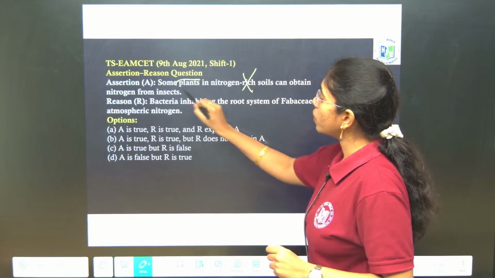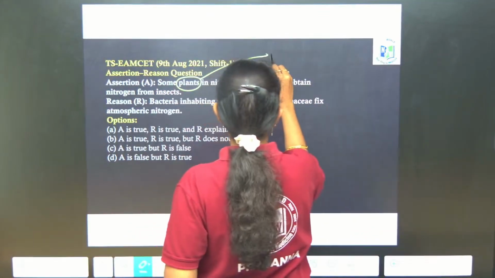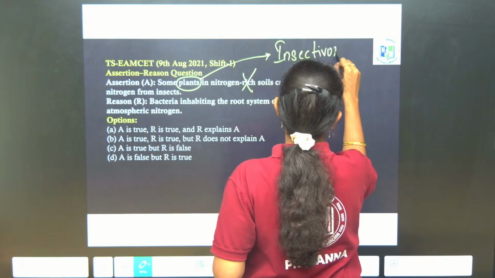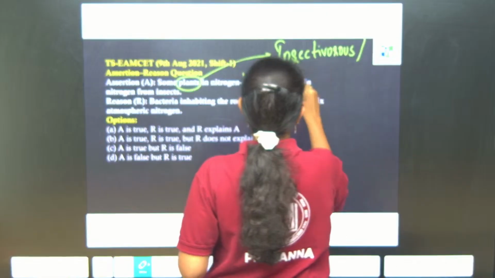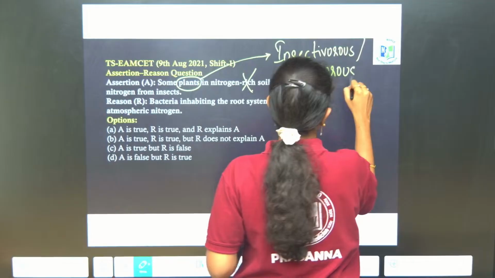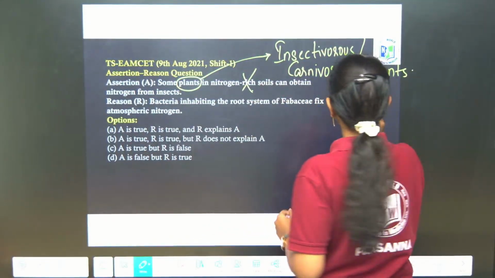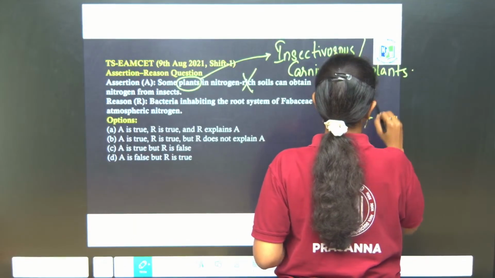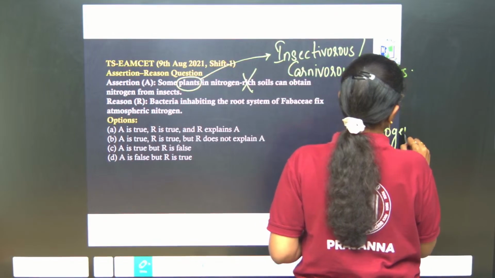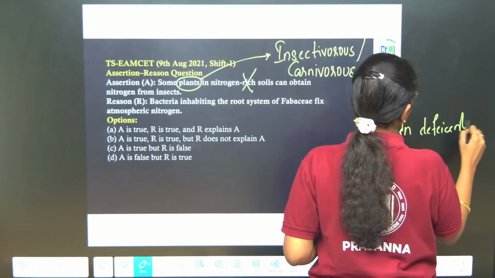First of all, these plants are called as what? Insectivorous or carnivorous plants. Okay, they grow in nitrogen deficient soils.